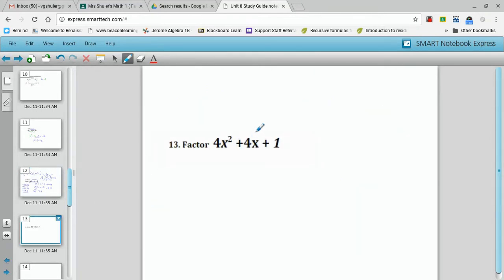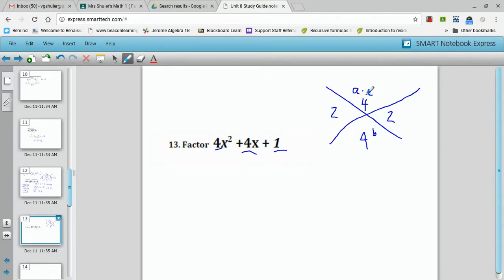Number 13, let's factor this one. Again, here's our x. This is a times c. First step. What is a times c? 4 times 1. So we need a 4. And we need a term of 4 in the b term. So this is our b term right here. So what two numbers multiply together to give you 4, add to give you 4? How about 2 times 2? And 2 plus 2 is 4. So our two numbers are 2 and 2.